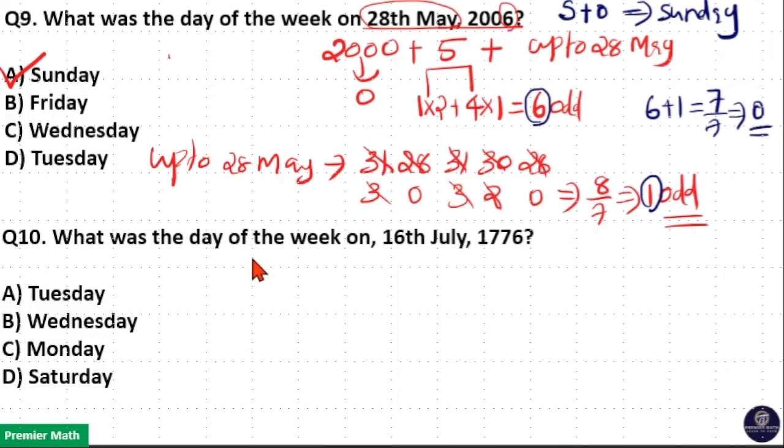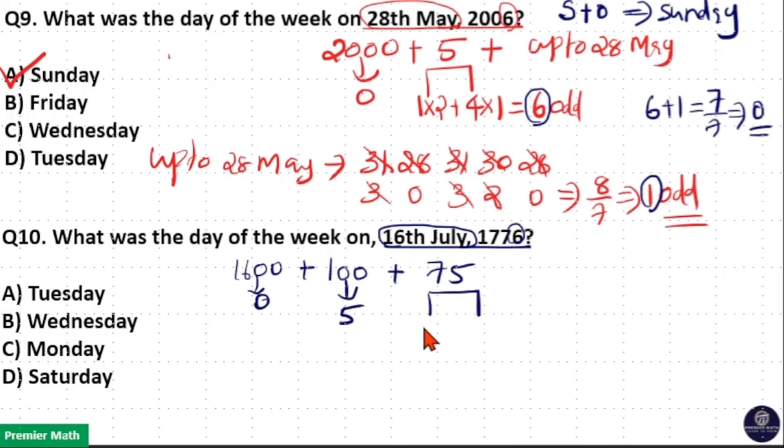Next is, what was the day of the week on 16 July 1776? Here up to 1600, 0 odd days, and the remaining means 176 years. But this last year is only up to 16 July, not a complete year. So the remaining 175 years. I will split 175 years as 100 years plus 75 years. In 100 years there are 5 odd days. In 75 years, 75 by 4 will give you 18 leap years. That is, in 75 years there are 18 leap years and the remaining 57 non-leap years.